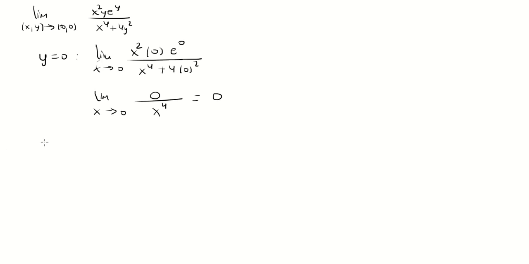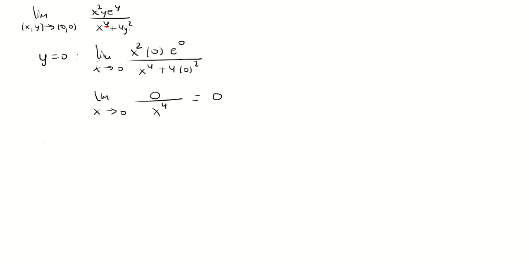And let's look along another path. For this one, you could choose x equals 0, but it's going to be the same thing. You're going to get 0 again. So to figure out what path you want to take, look at the denominator, look at the powers.